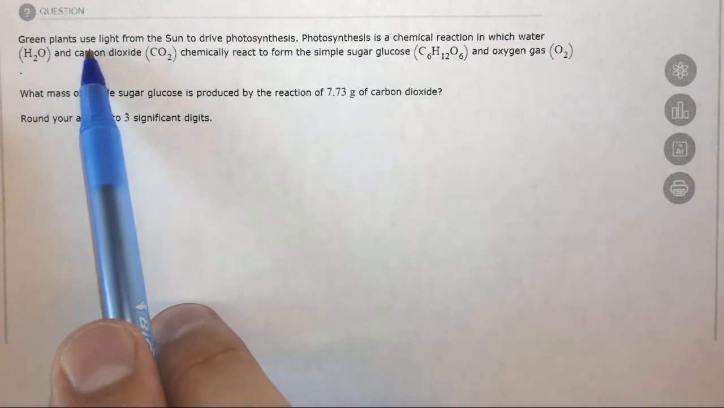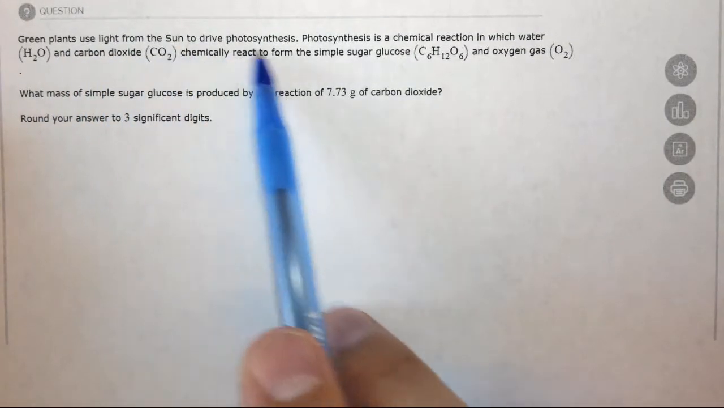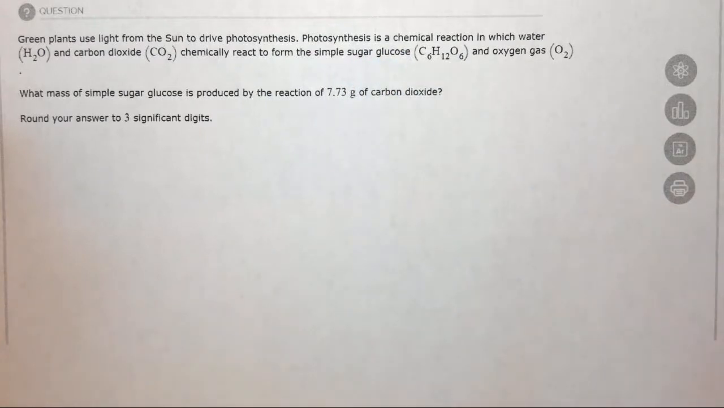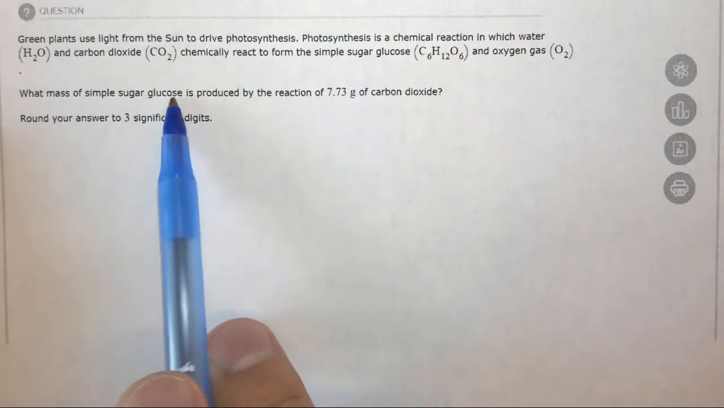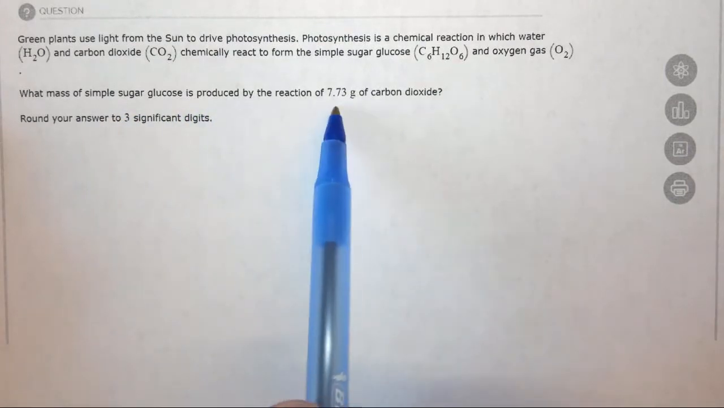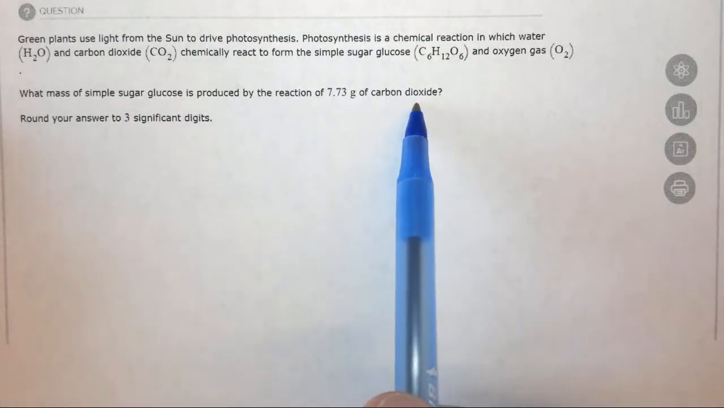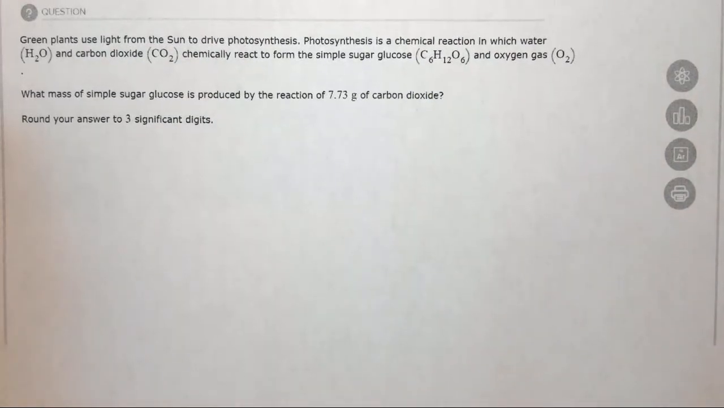This question says, green plants use light from the sun to drive photosynthesis. Photosynthesis is a chemical reaction in which water and carbon dioxide chemically react to form the simple sugar glucose and oxygen gas. What mass of simple sugar glucose is produced by the reaction of 7.73 grams of carbon dioxide?